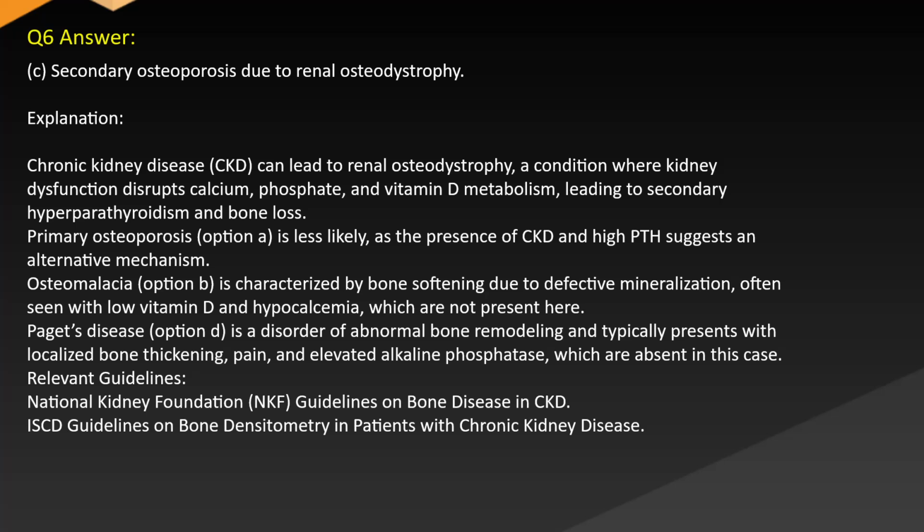Primary osteoporosis, option A, is less likely, as the presence of CKD and high PTH suggests an alternative mechanism. Osteomalacia, option B, is characterized by bone softening due to defective mineralization, often seen with low vitamin D and hypocalcemia, which are not present here. Paget's disease, option D, is a disorder of abnormal bone remodeling and typically presents with localized bone thickening, pain, and elevated alkaline phosphatase, which are absent in this case. Relevant guidelines: National Kidney Foundation KDOQI guidelines on bone in CKD. ISCD guidelines on bone densitometry in patients with chronic kidney disease.